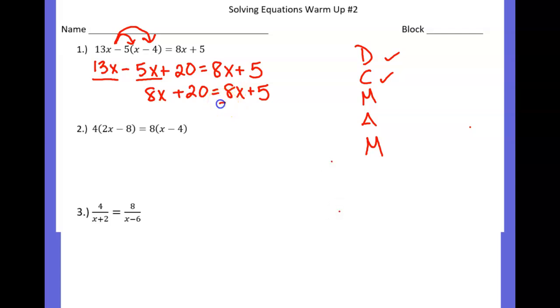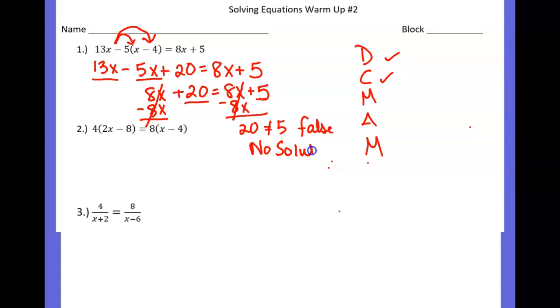So we're going to subtract 8x from the right, and we're going to do the same thing to the left. But in this example, notice the 8x's cancel out. So you're left with 20 equals 5. But we know that 20 is not equal to 5. So this is a false situation, so we know there's no solution. And again, we learned this in our last class, so you could go back and look at 8a in your notes to see how to do that. Okay, so there's no solution.